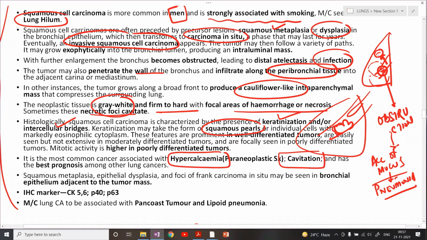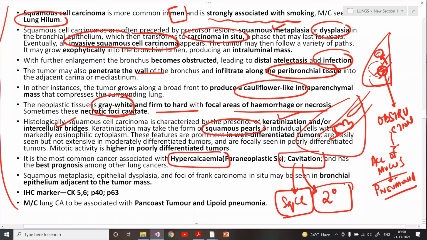Now another question I will ask from cavitation: which type of tuberculosis shows cavitation? Secondary tuberculosis. That means you all are reading. Good, very good. So secondary tuberculosis also shows cavitation, and squamous cell lung cancer is also showing cavitation. So this is how you have to correlate and read.